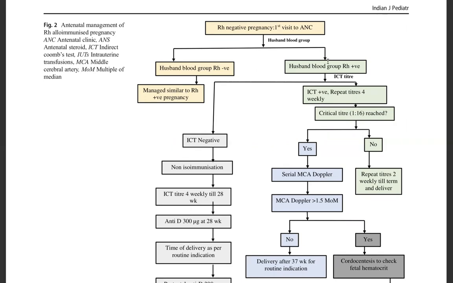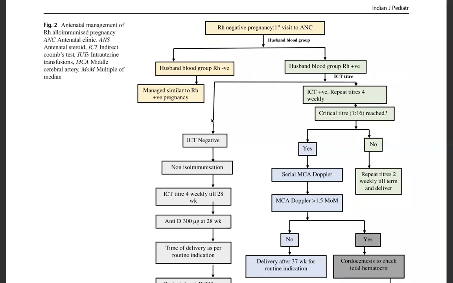Suppose the Rh husband's blood group is Rh positive, then what you have to do is ICT. So we have to monitor ICT. If the ICT is positive, then we have to repeat her titers 4 weekly. Once the ICT is positive, what we have to wait for is whether the critical titer is reached or not. The critical titer is 1:16.